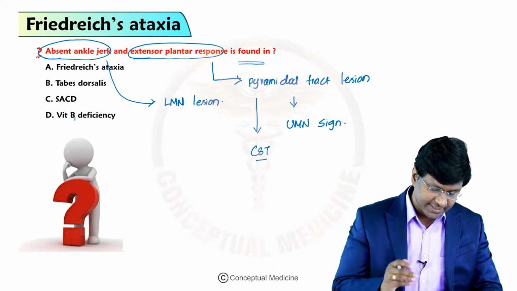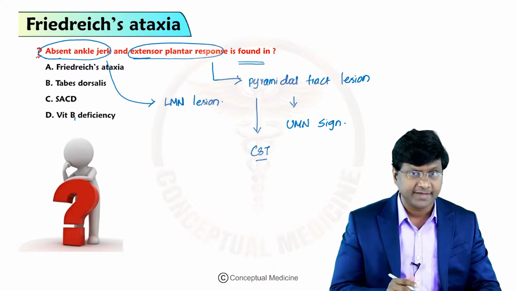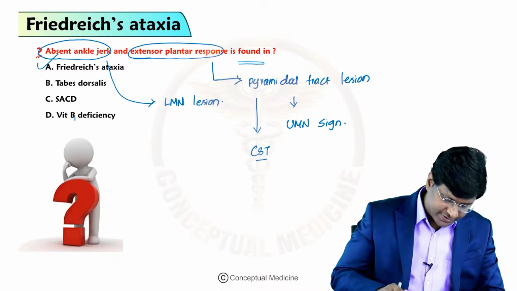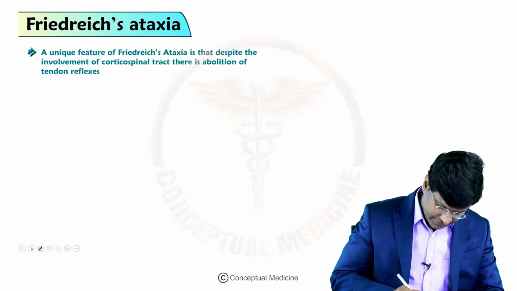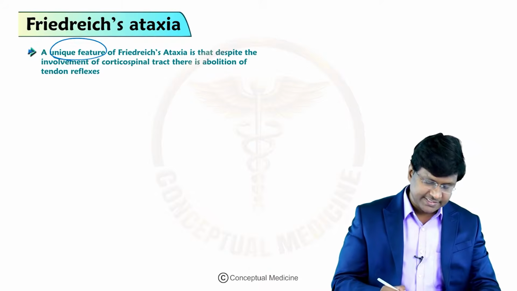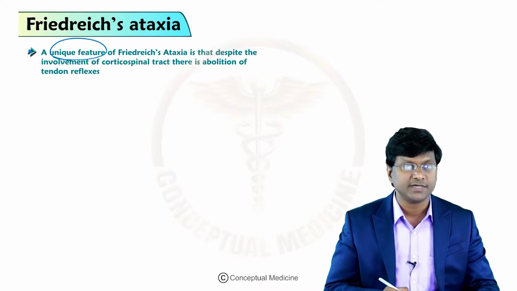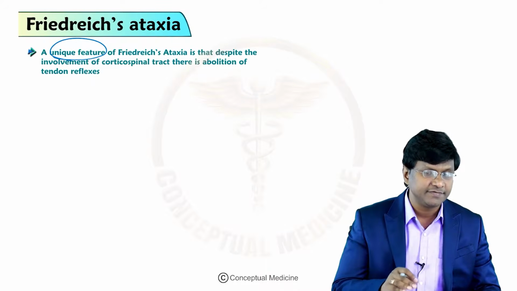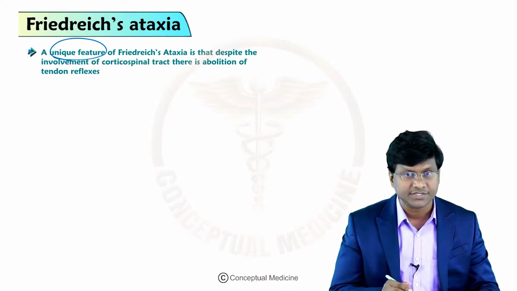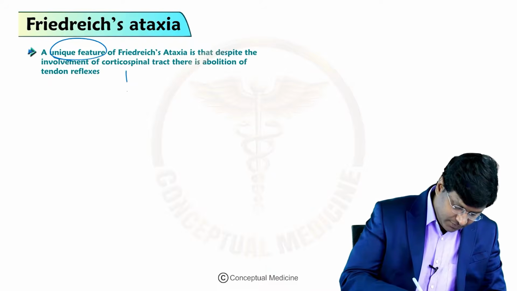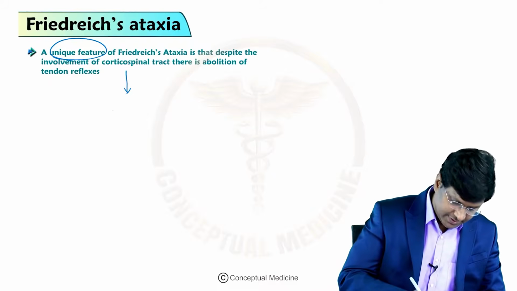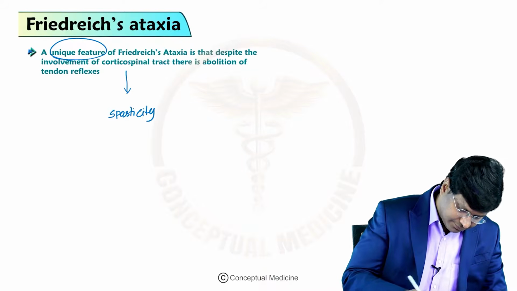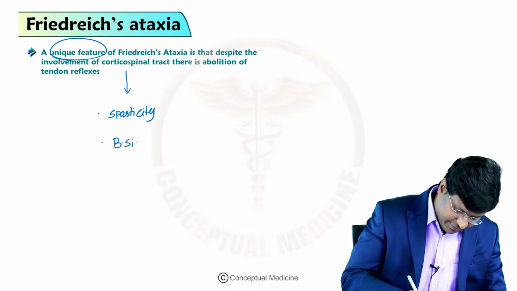So absent ankle jerk and extensor plantar response, where do you have that? See, this particular feature is unique to Friedreich's ataxia. The unique feature of Friedreich's ataxia is that despite involvement of the corticospinal tract, there is abolition of the tendon reflexes. And this particular unique feature definitely requires further elaboration as well. Because of the corticospinal tract involvement, they will have spasticity, and there is also presence of the Babinski sign.